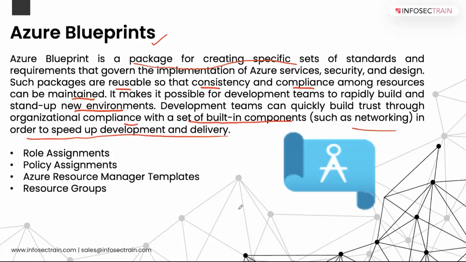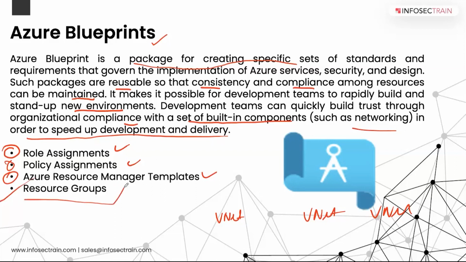Meaning, in each subscription you have the requirement that there should be some VNet with the same kind of subnets and all those kinds of things. So what you can do, like I was telling you, is role assignment, policy assignment, and running ARM templates to deploy any resources. And then there will be things like the resource groups. Okay, these main resource groups should be in there.